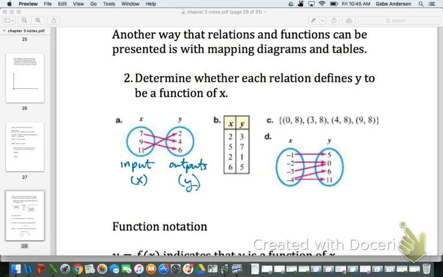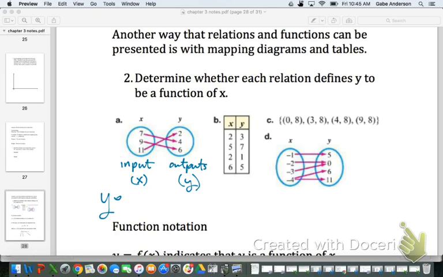Feel free to respond once you think you have a thought. Basically, it's yes or no with a reason, right? Yes, it is a function, or no, it is not, with some kind of reason. Braden, what'd you think? Well, just for number A? Yeah, just for A, basically yes or no with a reason. Yes, it is a function.